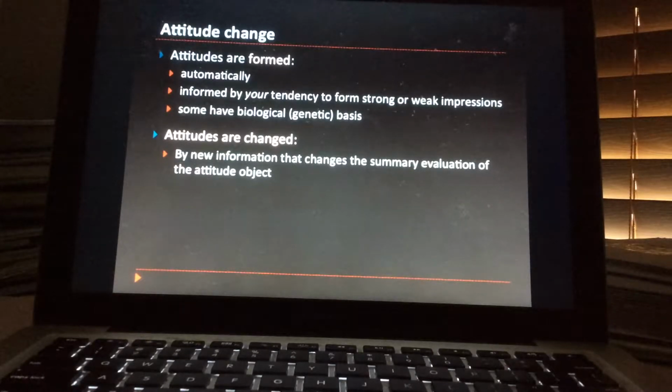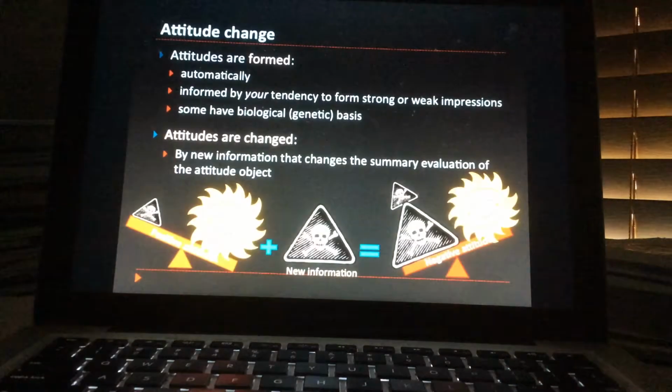Cool. So attitudes don't just change organically, they change when we're presented with new information. That new information can be counter to what we previously thought, which might change the attitude, or it can reaffirm what we already thought, which can strengthen or bolster the attitude.